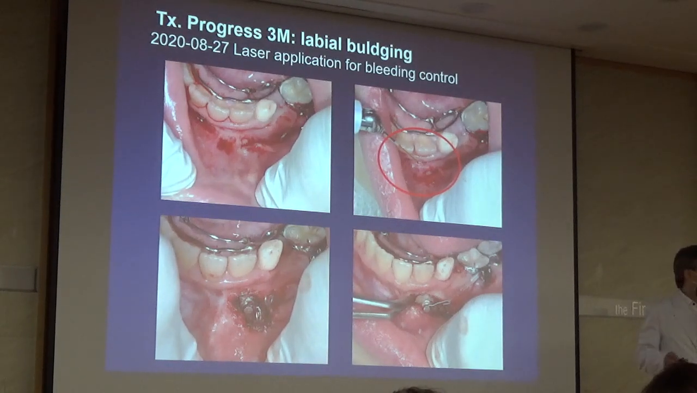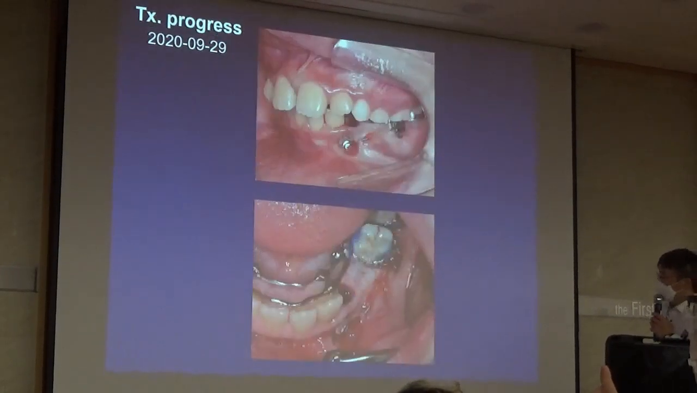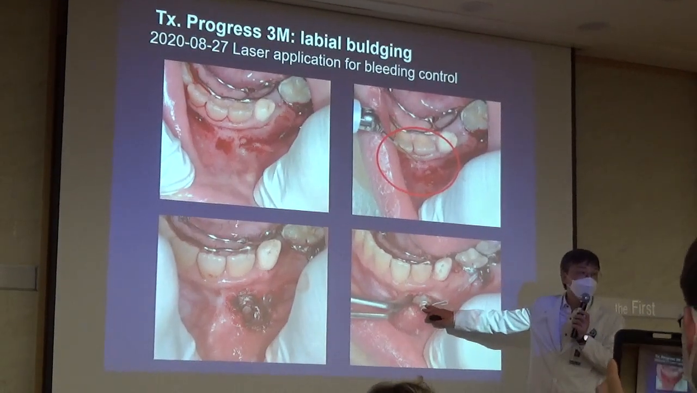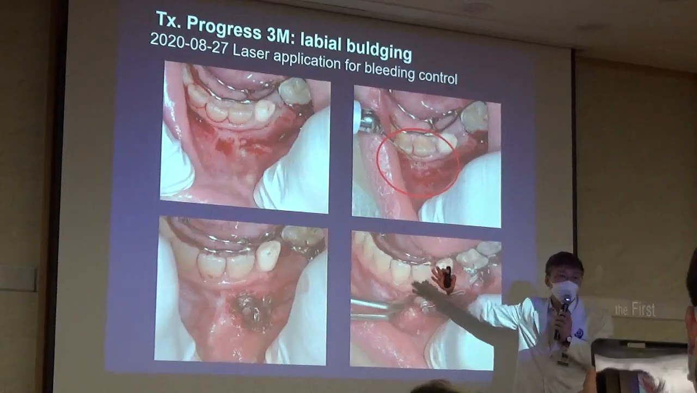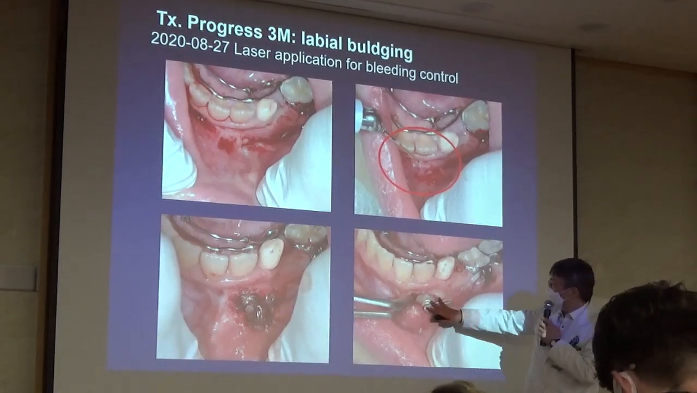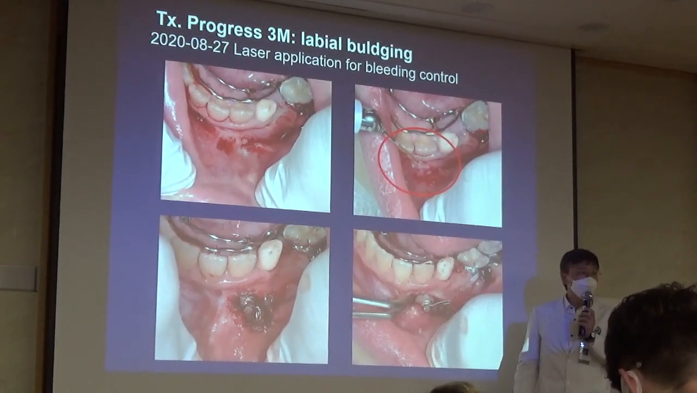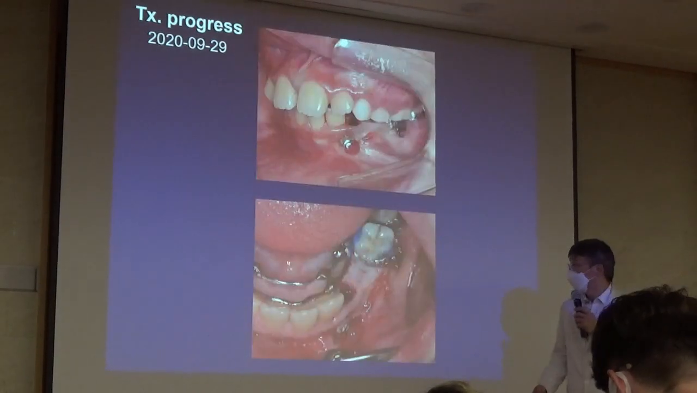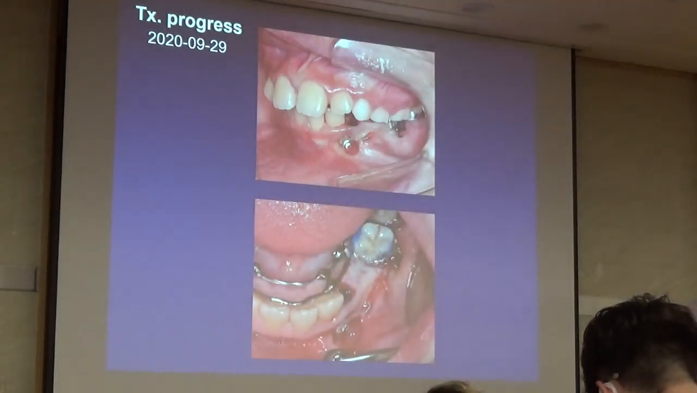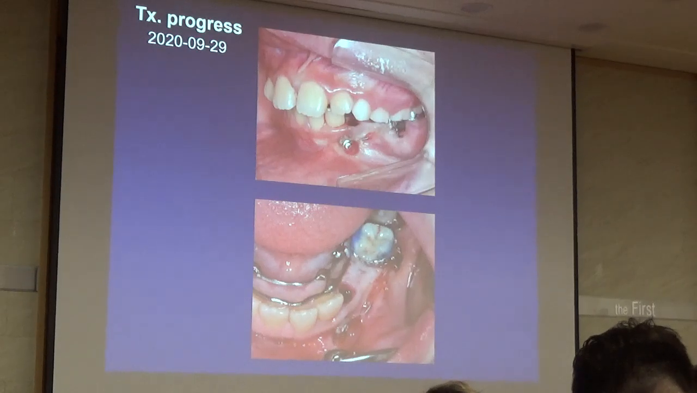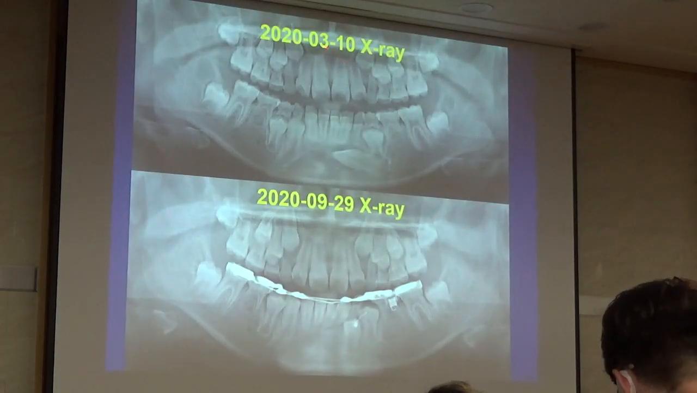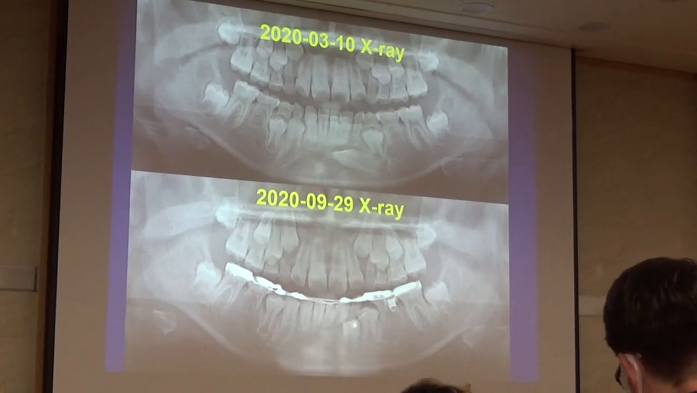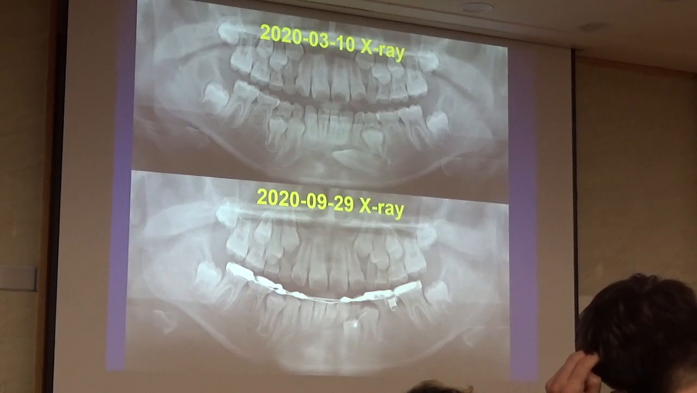So this is it. I was able to expose the canine out of the battlefield. First, exposure, and then the lateral movement. How long did it take? Only a couple of months. March, now 6 months. Completely relocated. Now it's safe.